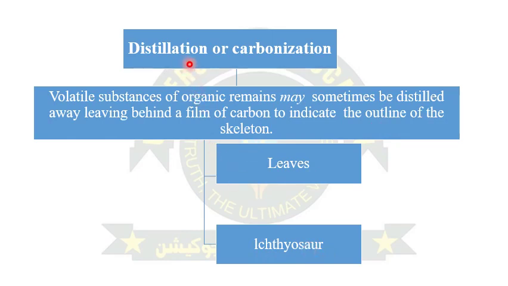Ichthyosaur is a type of dinosaur. So in this mechanism, distillation or carbonization, those compounds which are volatile in nature, meaning they can evaporate, are evaporated slowly, and what remains is left behind as the only sign of the body part. This can happen in the case of leaves. Petrified leaves are found which are formed by the process of distillation or carbonization. Similarly, the ichthyosaurus skeleton is also found to be preserved by this mechanism.